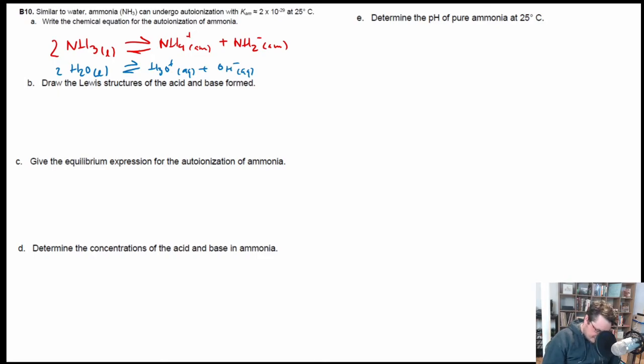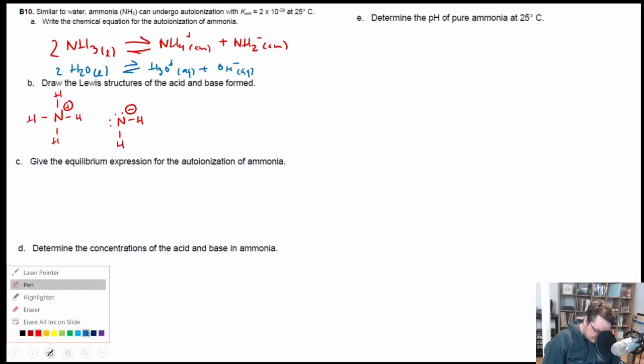For NH4 plus, we have nitrogen with 4 hydrogens bound to it, and then we have the formal positive charge on the ammonium ion. In the case of NH2 minus, you have your nitrogen with 2 bonds to hydrogens, and then you have 2 lone pairs on there, and a formal negative charge on the nitrogen, because it has 1 extra electron to meet the octet rule. So those are the Lewis structures.